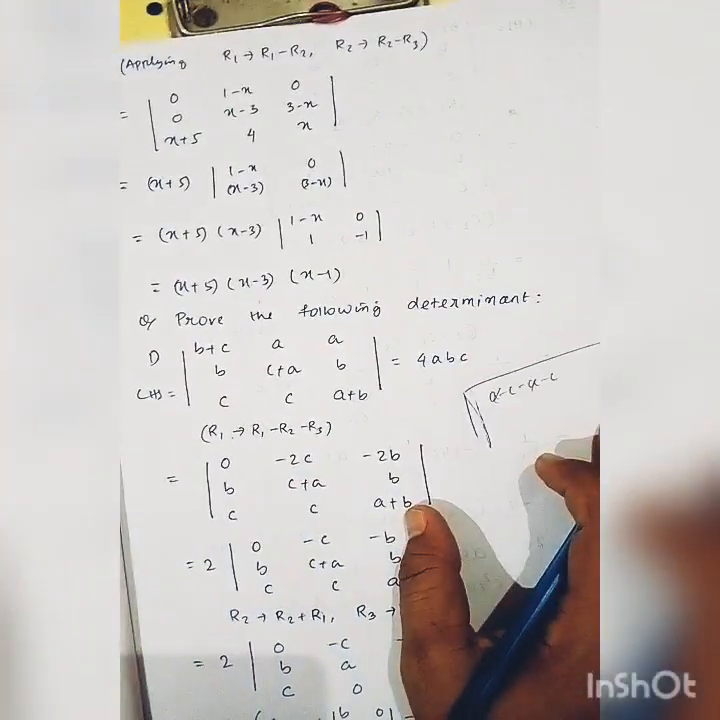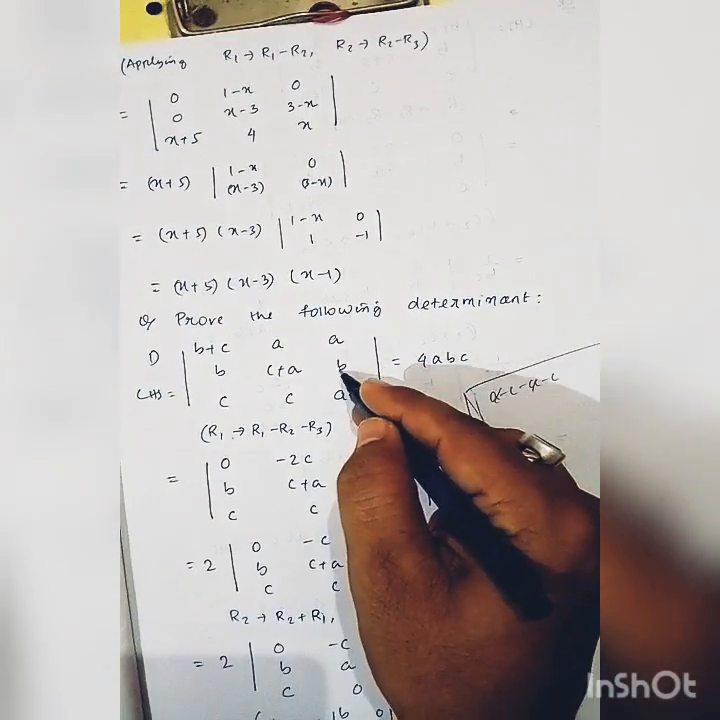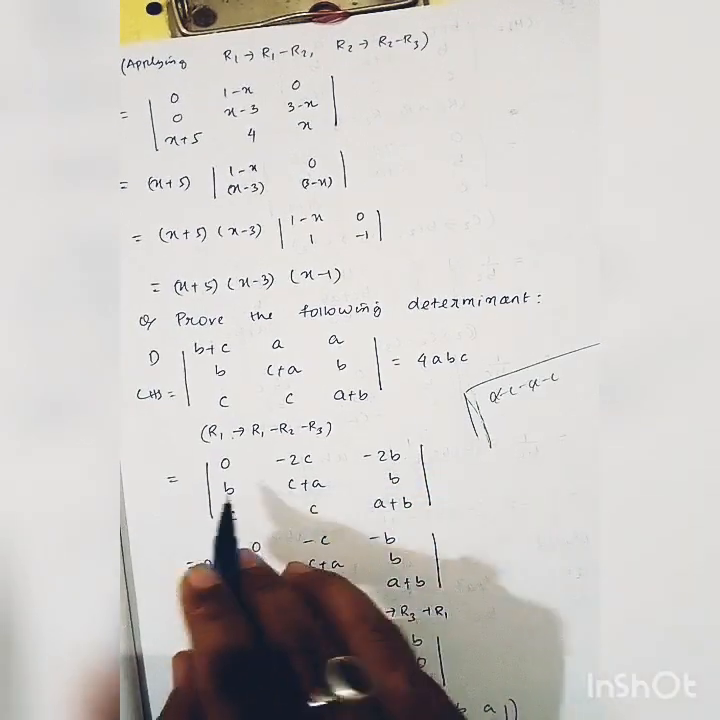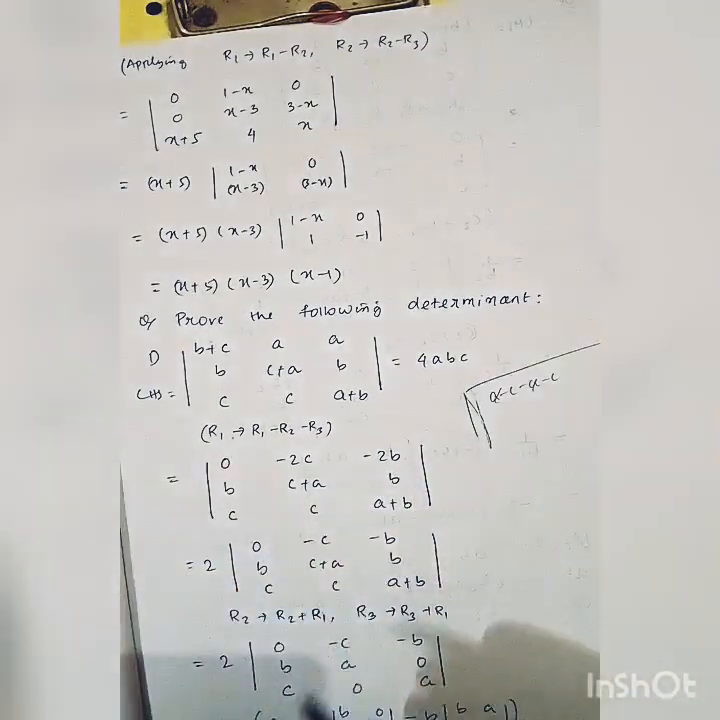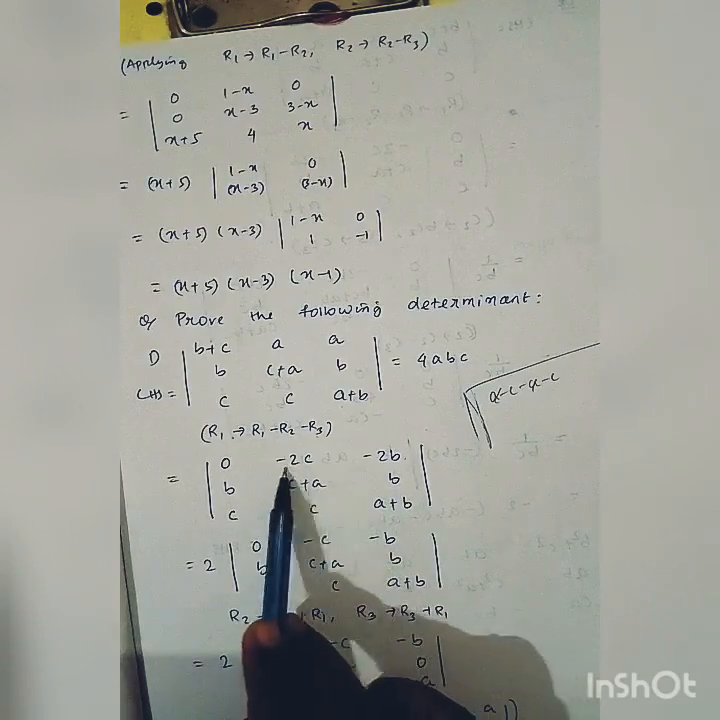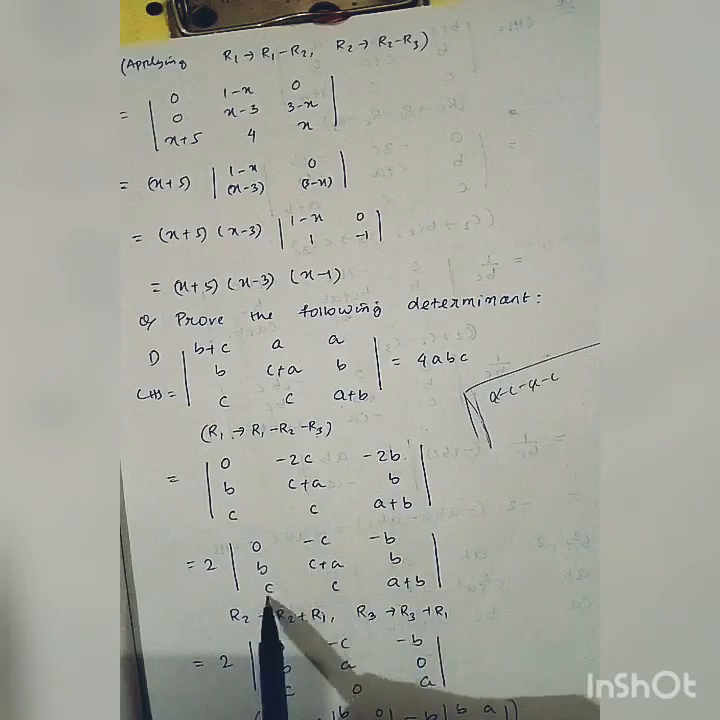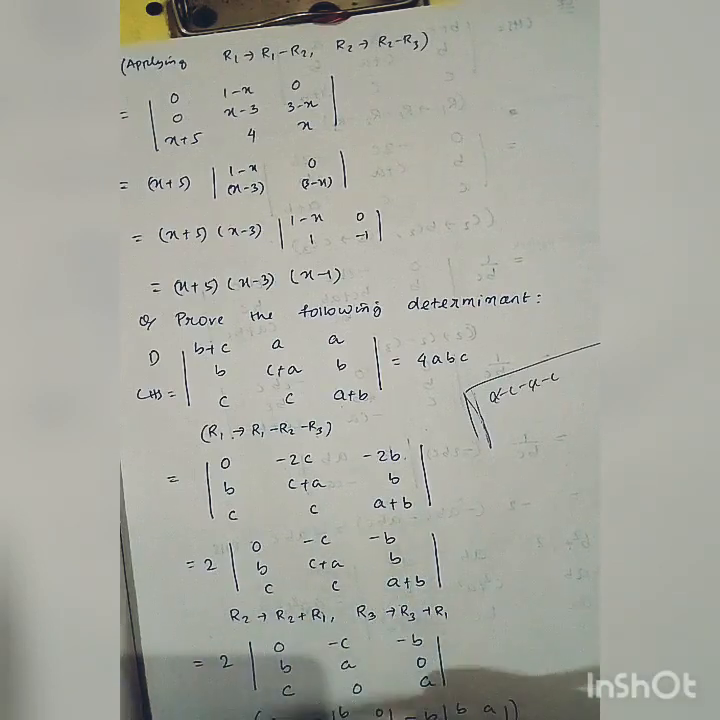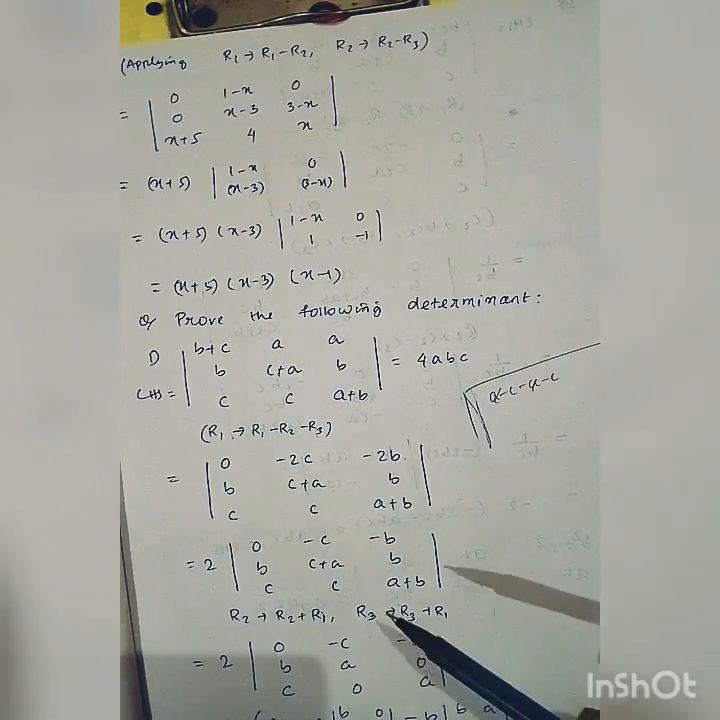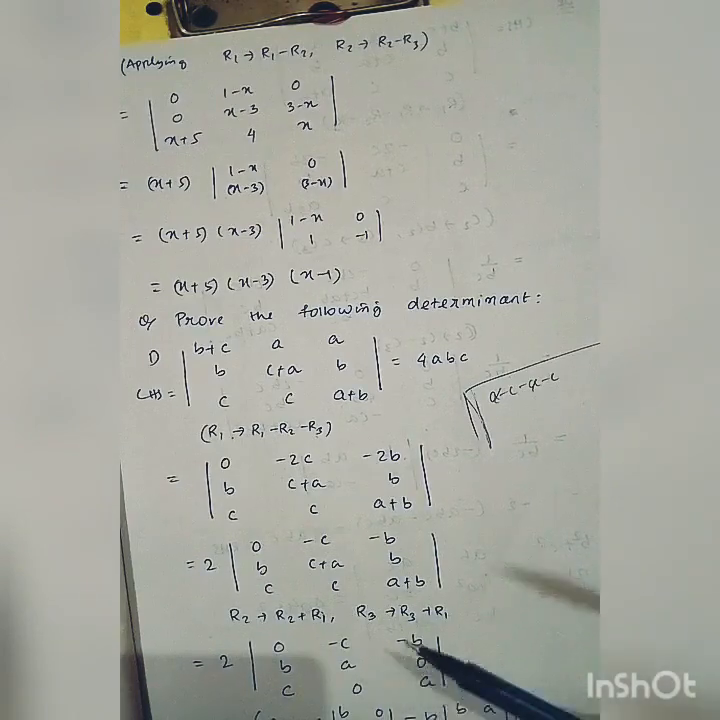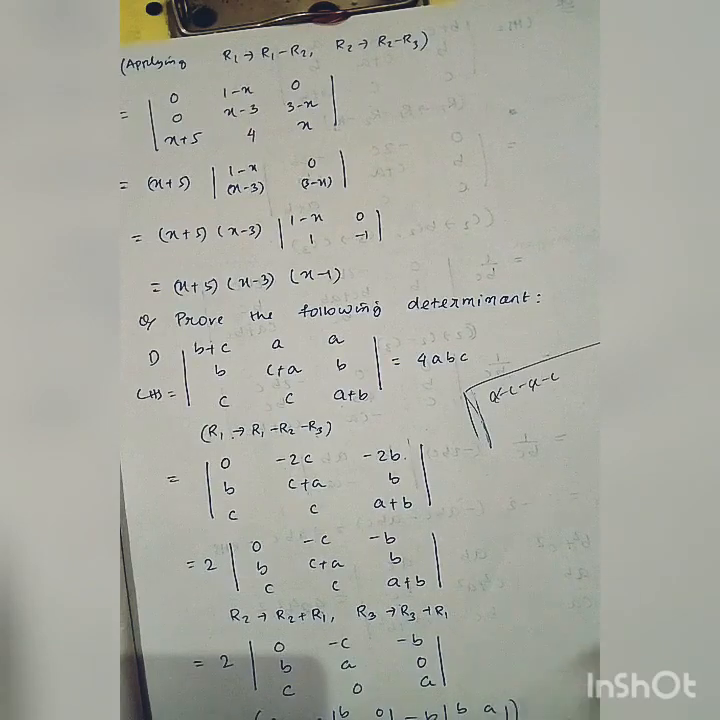Similarly a minus b minus a minus b, that is minus 2b. Again row 2 and row 3 are fixed. Now by taking common 2 from row 1, it is 2 into 0, minus c, minus b; b, c plus a, b; again c, c, a plus b. Again our target is to reduce the maximum number of elements of this determinant to 0 so that our calculation steps become smaller. That is, calculation steps may be less.